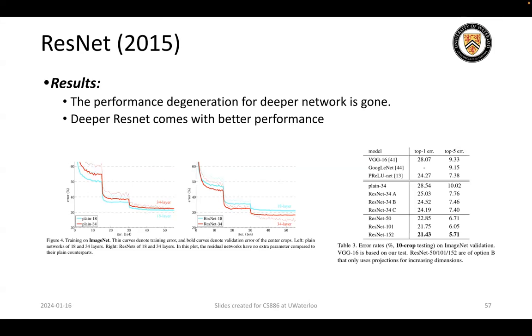Now let's look at the error rate for 10-crop testing on the ImageNet validation set. VGG16 is based on our test. ResNet 50, 101, 152 are of option B, which only uses projection for increasing dimensions. We can see that ResNet 152 achieved the lowest top 1 error and also the lowest top 5 error.